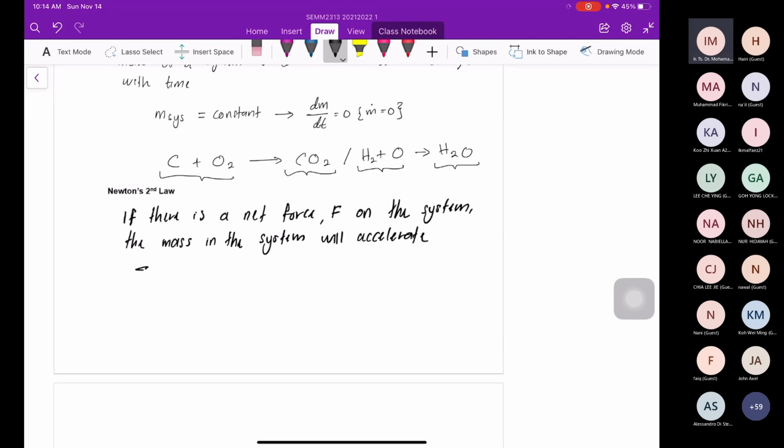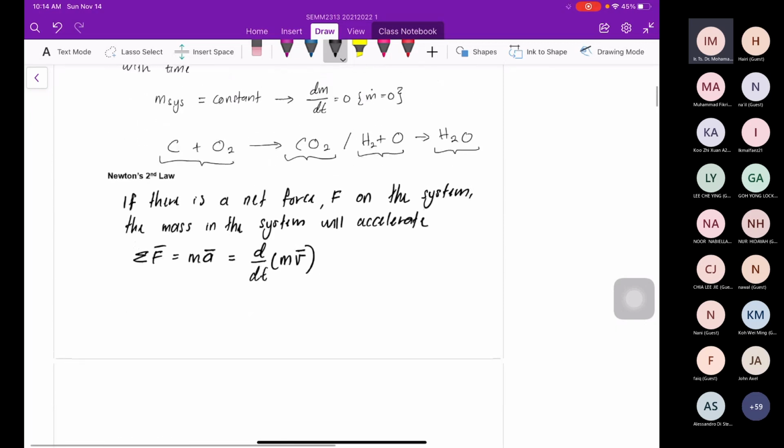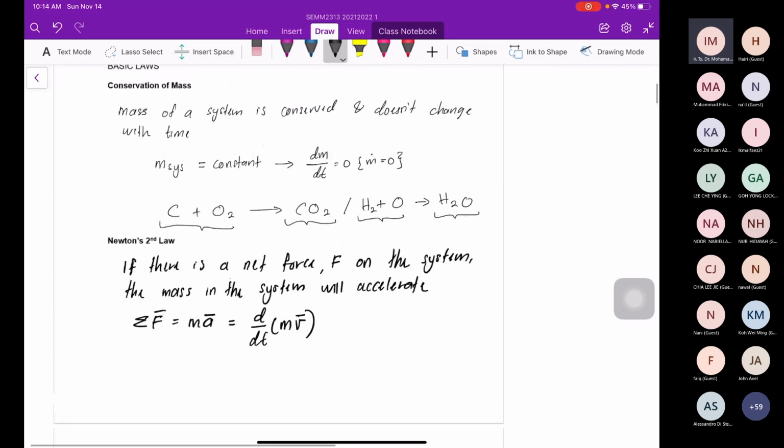So the summation of force F equals ma. On the other hand, we can have d over dt of mv. You can see the change of velocity over time gives acceleration. So this is Newton's second law, very simple. When there is a net force acting on the mass in the system, it will accelerate.